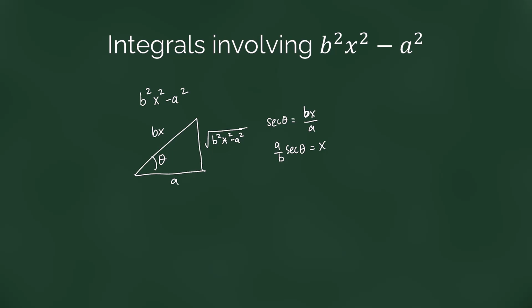Multiplying that out, we get a over b times the secant of theta is equal to x. So then b squared x squared minus a squared becomes a squared secant squared theta, the b's canceling out, minus a squared. Factoring out an a squared, we get secant squared theta minus 1, which we know is equal to tangent squared. So our expression on the opposite side is equal to a squared tangent squared of theta.